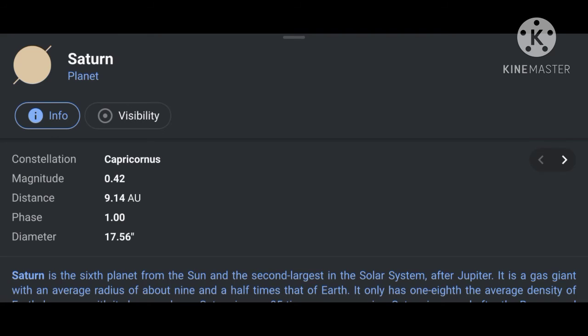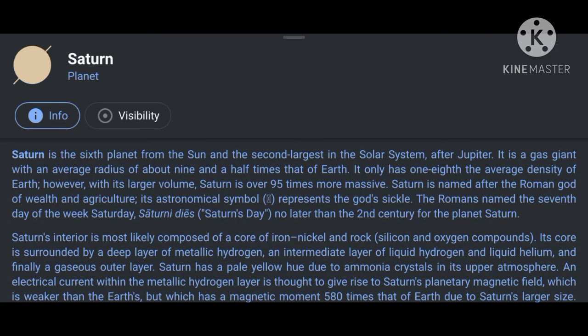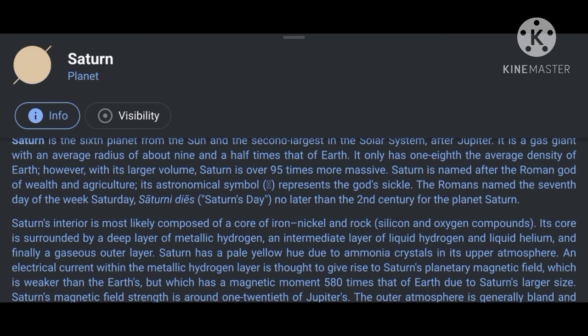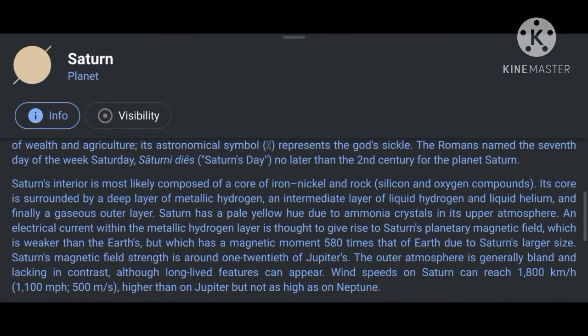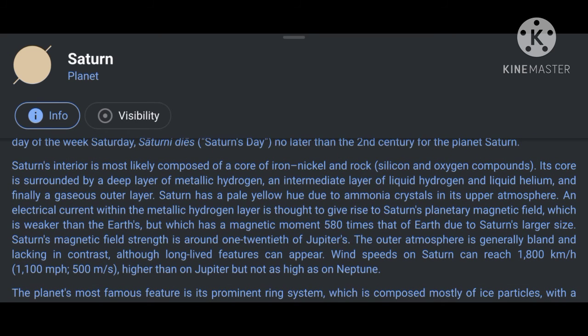So we can click it here again and view some information about it. It is the 6th planet from the Sun and is also the 2nd largest planet in the solar system after Jupiter. It is also a gas giant with an average radius of about 9.5 times that of Earth. It is named after the Roman god of wealth and agriculture with the symbol of a sickle, and the Romans named the 7th day of the week, Saturday, after it. It is most likely composed of iron, nickel, rock, silicon, and oxygen compounds.